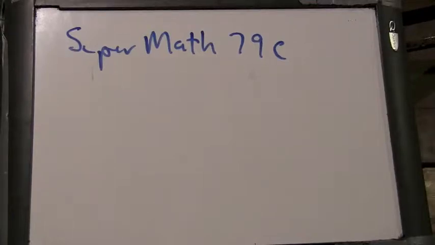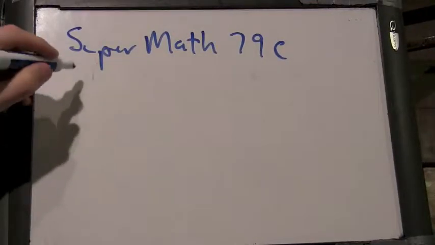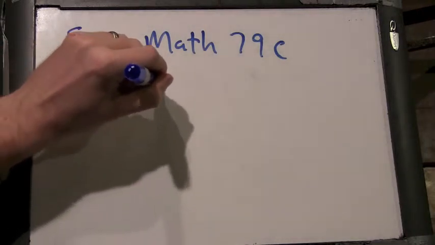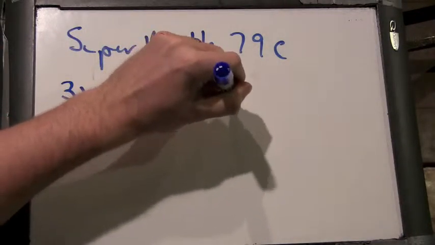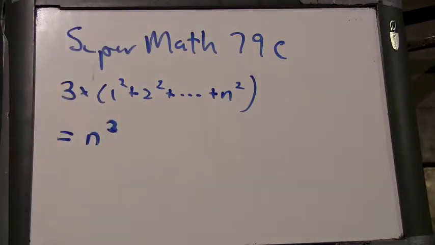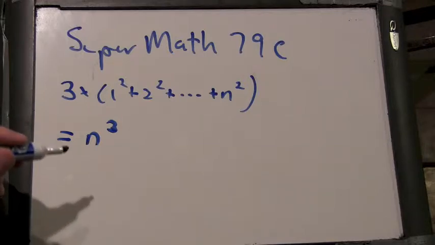Okay, so now let's go to the algebra. We basically are saying that if you take 3 of 1 squared plus 2 squared plus all the way up to n squared, we get an n cubed. That's our cube. But we had some bits we had to take off to get the cube.